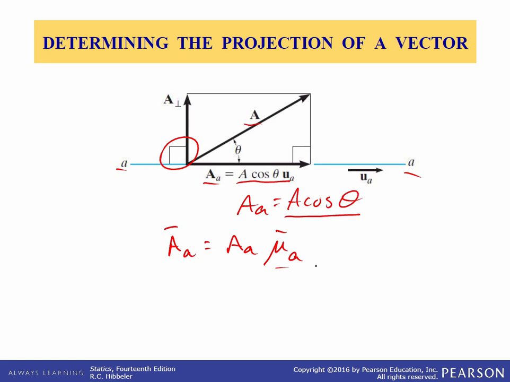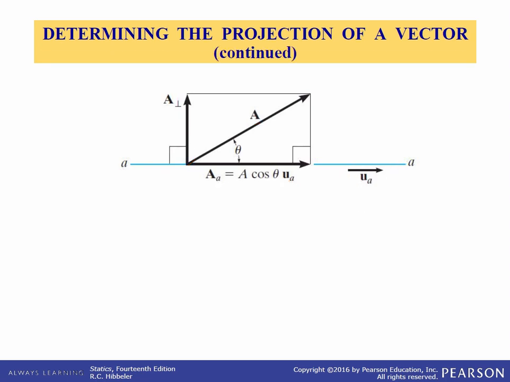Notice if that result is positive, then a sub a has a directional sense which is the same as u sub a. But if it's negative, the vector a sub a will have a sense opposite the direction of u sub a. Now, the component of a that is perpendicular to the line, which we see here written as a sub perpendicular, can also be obtained. You know that the vector a is equal to the vector a sub a plus the vector a perpendicular. Then a perpendicular is the vector a minus the vector a sub a.